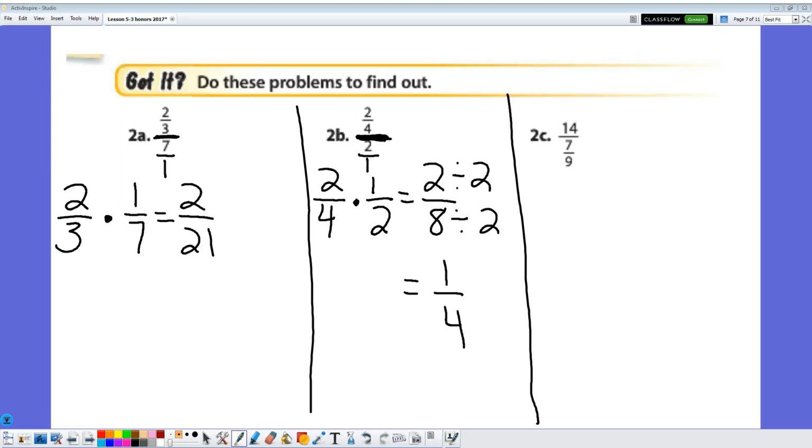In this case, if you look at 2c, I can see that my larger fraction bar is there. So I need to make 14 a fraction by calling it 14/1. And again, I'm going to keep. I change division to multiplication, and I flip 7/9 so that it is 9/7.